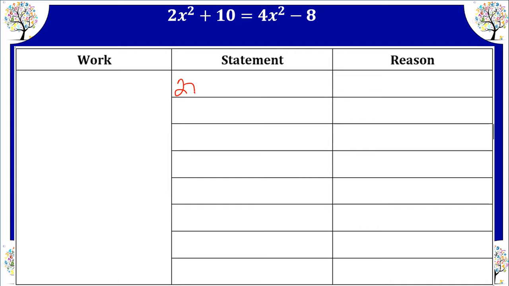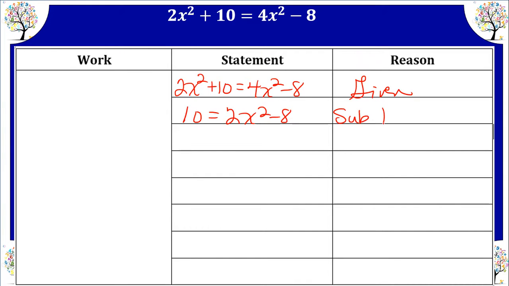Okay, we have 2x squared plus 10 is equal to 4x squared minus 8. That is the given. We have variables on both sides, so we're going to subtract the smaller one. So I'm going to subtract 2x squared from both sides. And that was the subtraction property of equality.